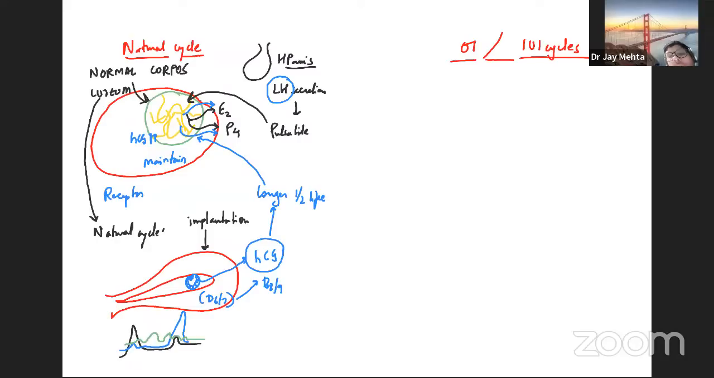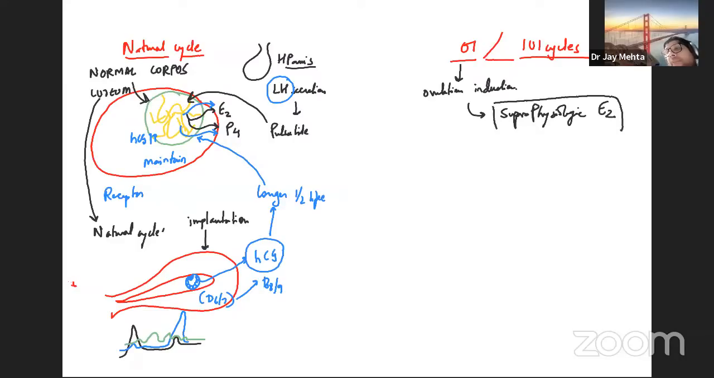Okay. The biggest problem which happens when you are doing something called ovulation induction, what we are all worried about, is supraphysiological levels of estrogen. Correct? This is something which we all agree to. Now, this supraphysiological level of estrogen, which occurs through any form of stimulation, is going to be a negative response to this LH secretion.